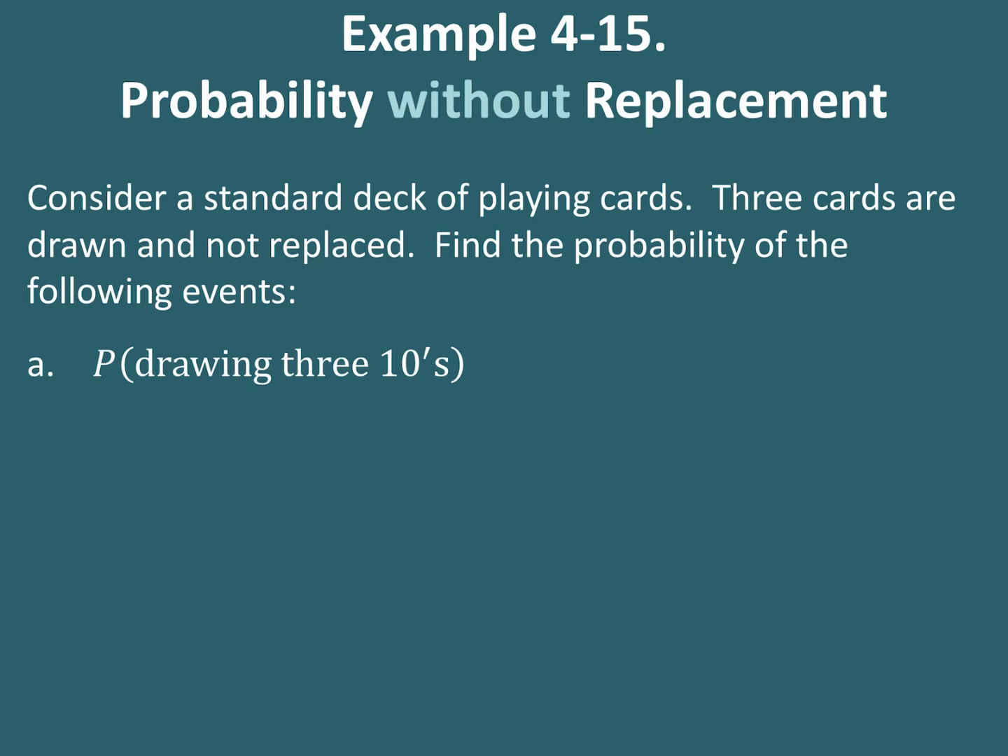Here's an example of probability without replacement. Consider a standard deck of playing cards. 3 cards are drawn and not replaced. Find the probability of the following events. First, let's find the probability of drawing 3 tens in a row. I think most of us know that there are 4 tens in a standard deck of playing cards. The 10 of clubs, the 10 of spades, the 10 of hearts, and the 10 of diamonds.